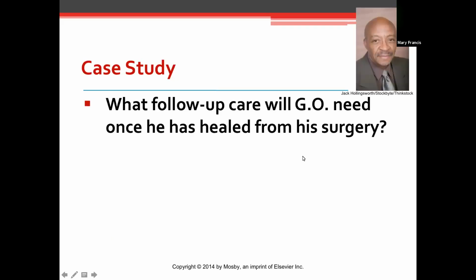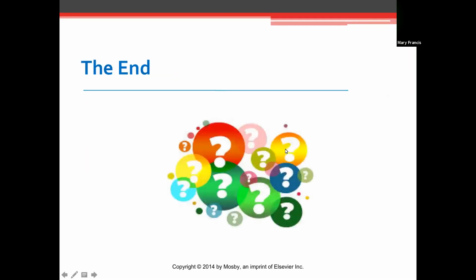What follow-up care will Gio need once he has healed from his surgery? He will have to go back to have his wound assessed. Once he has been released from the surgeon, he will have to follow up with his primary care and continue to have screenings for colorectal cancer.